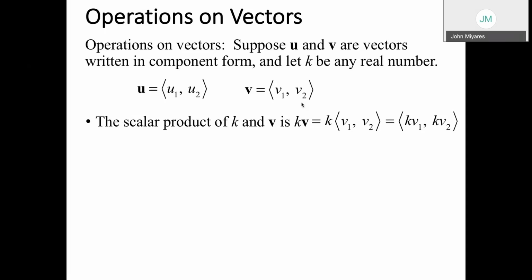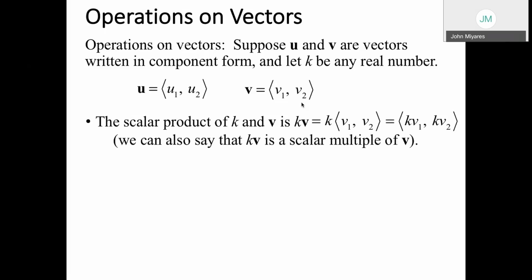They call this a scalar product because essentially you're just changing the length of the vector by some scaling factor. For example, if k equals 2, then you're doubling the length of the vector. If k equals 3, you're tripling it. If k equals 1/2, you're cutting the length of the vector in half without actually changing its direction. We can also say that k times v is a scalar multiple of v.